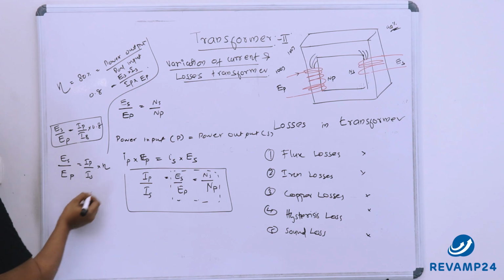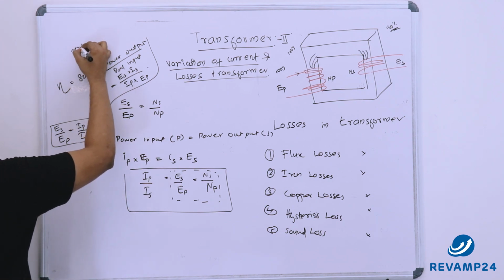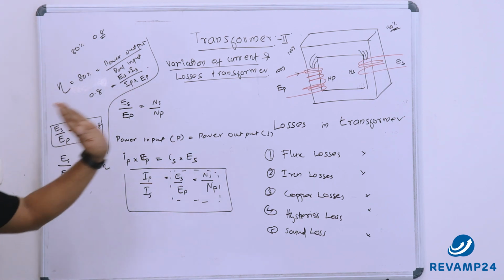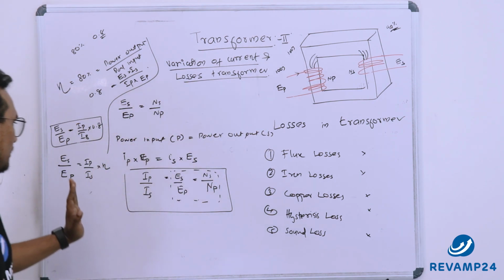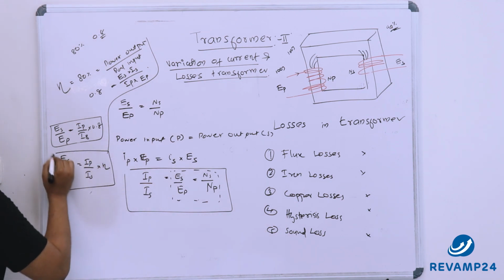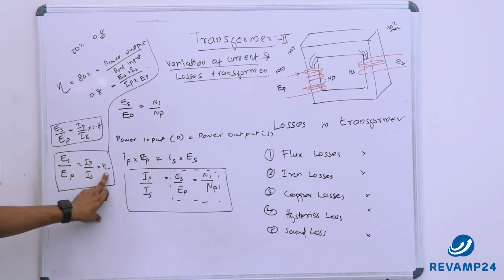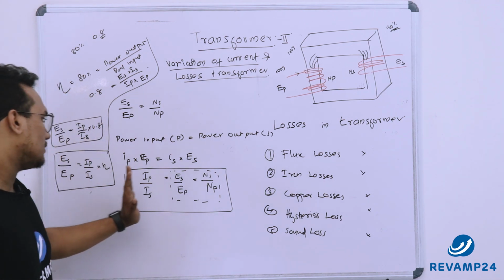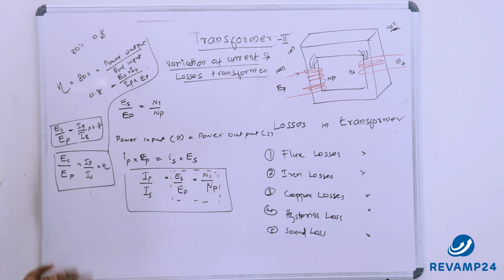So efficiency should not be taken in percentage. If 80% is given, you should only take 0.8. The maximum value of efficiency would be 1 and the least value would be 0. So this equation you can apply anywhere where efficiency is given. If nothing is mentioned about efficiency or losses, then you can use the earlier equation.